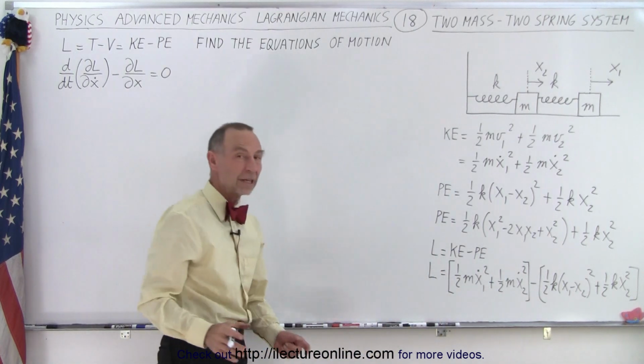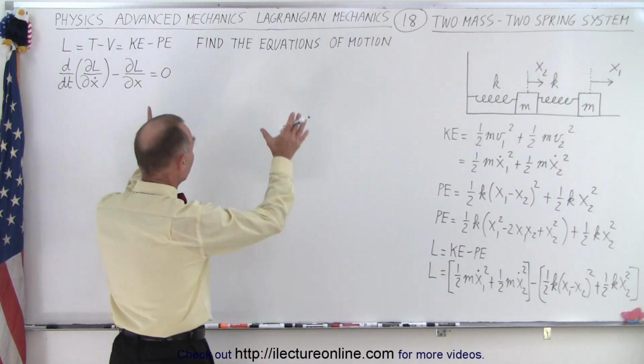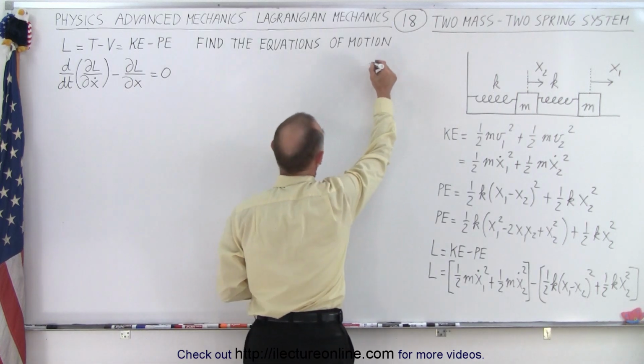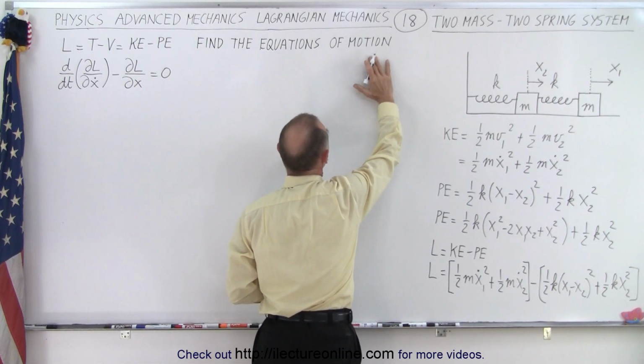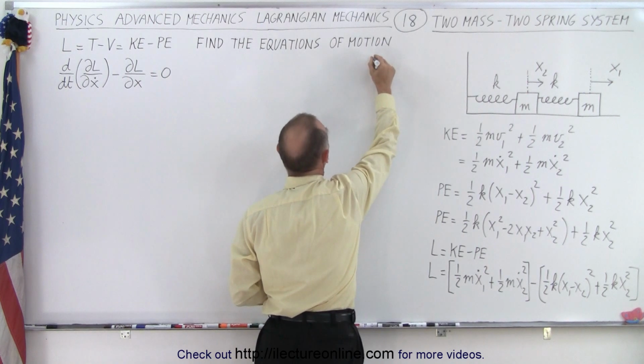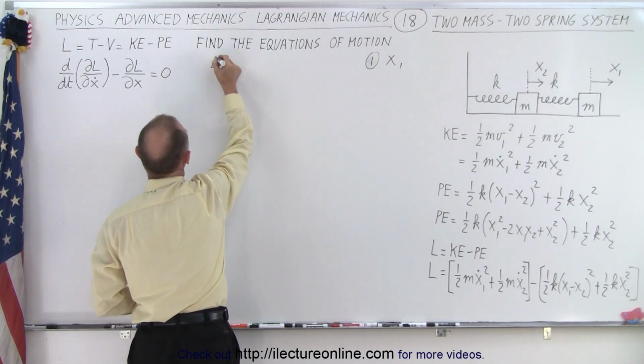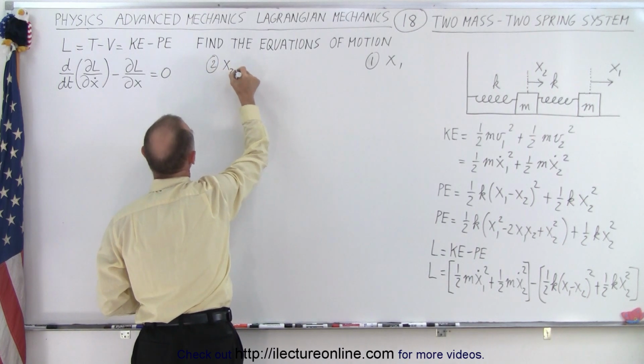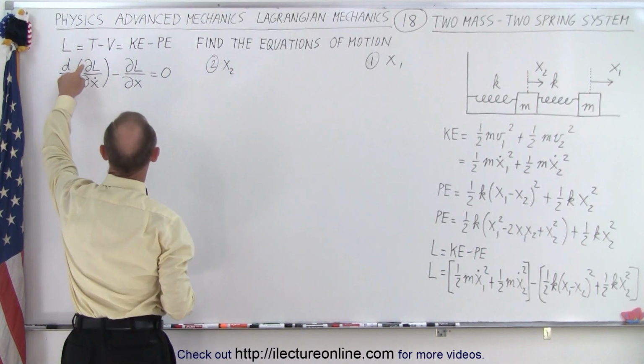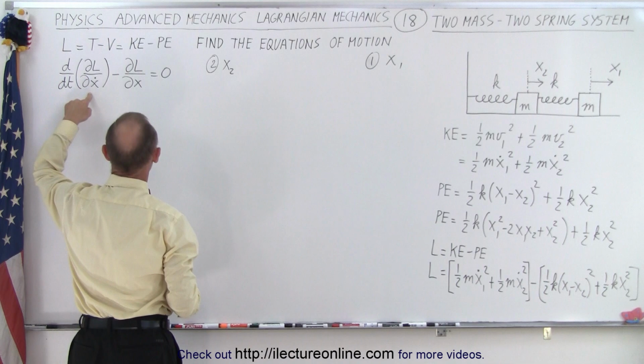Now we're going to set up the equations of motion, and yes, there's going to be two equations, so we'll have to do it twice. So let's do it for x1. So this is for x1, and let's do it a second time for x2. And so what we need to do is find the partial derivative of L with respect to x dot 1.